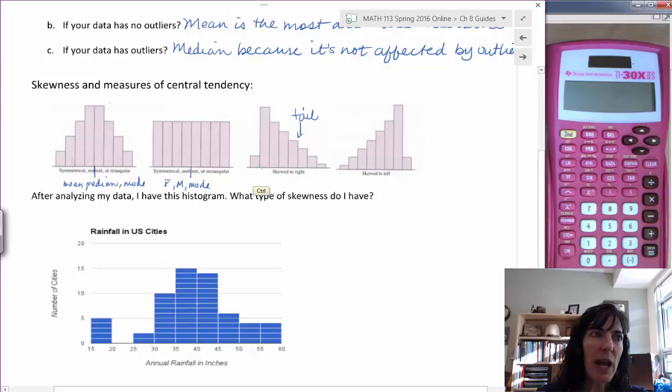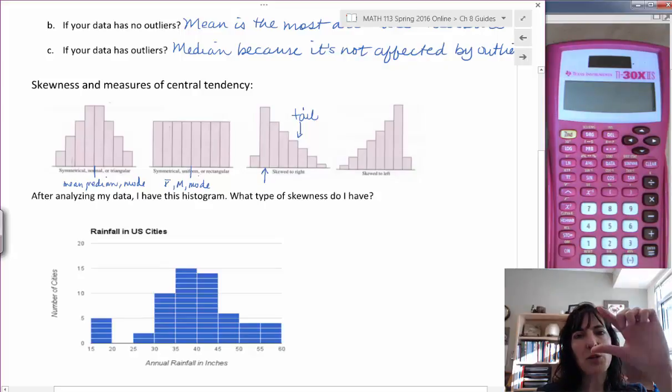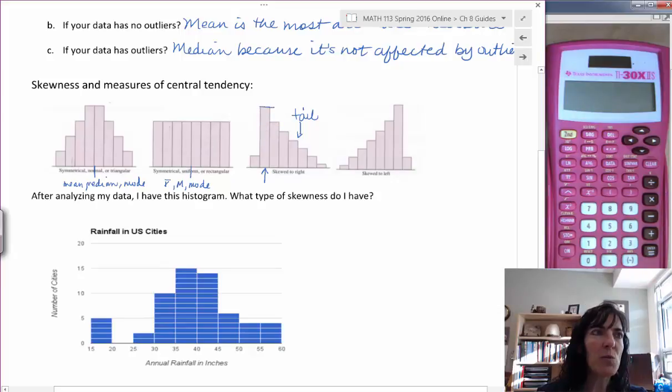And what's going to happen is that our mode is always going to be the highest block, because it's a histogram, and the histogram tells you how many occurrences. And so the highest one, that's always going to be your mode. The mean, remember, is being pulled somewhere around here, is being pulled towards the tail. And then the median is going to be somewhere in between those two.